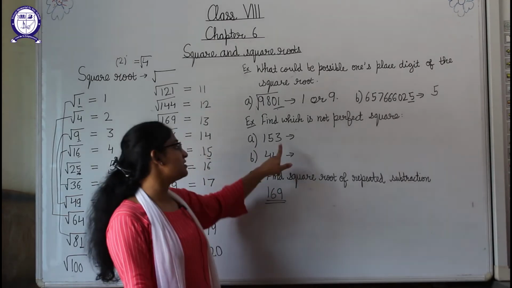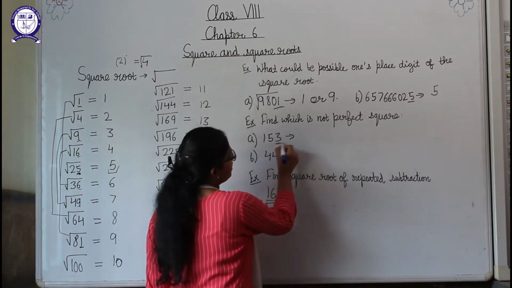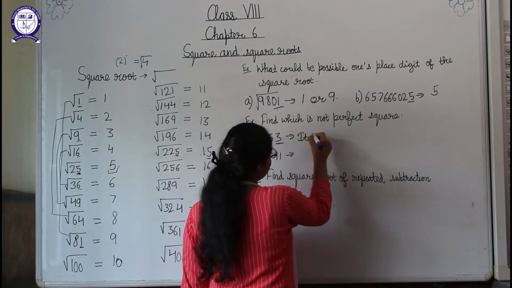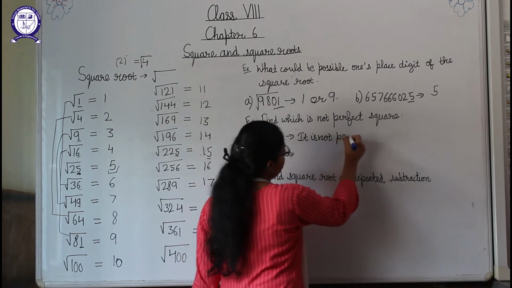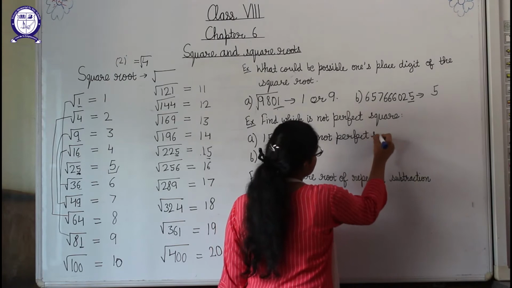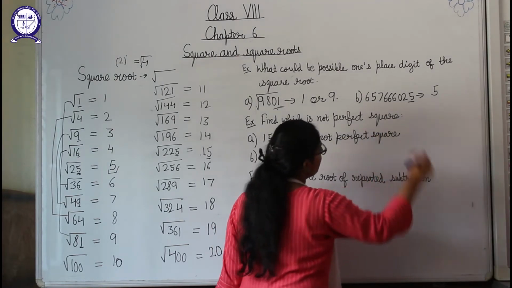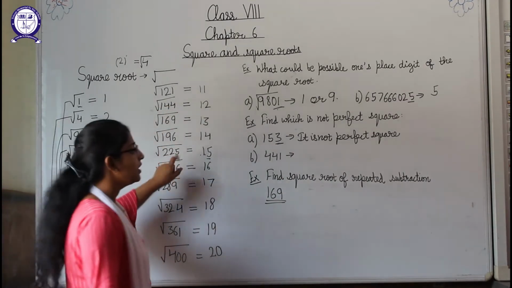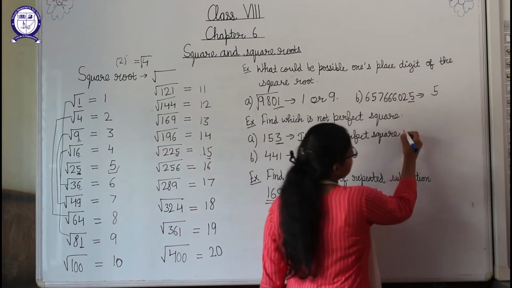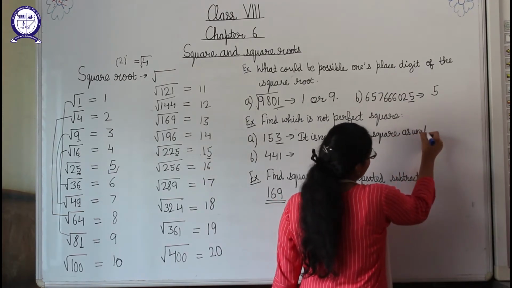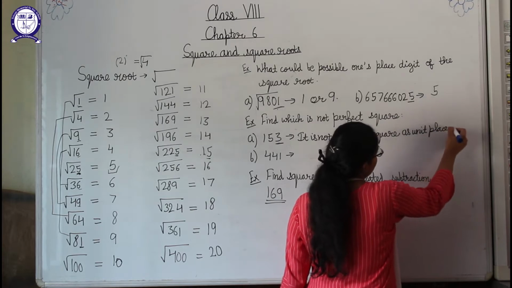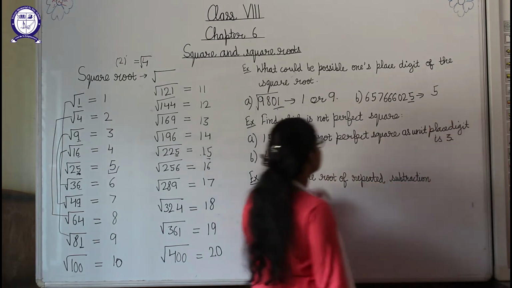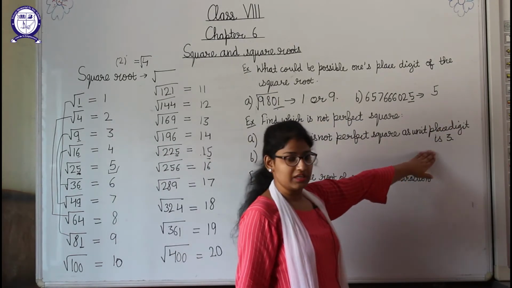But here, what is the unit place digit? The unit place digit is 3. So we will write that it is not a perfect square. And what will be the reason, students? Because the unit place digit is not one of the numbers 1, 4, 9, 6 and 5. So it is not a perfect square, as the unit place digit is 3. For a perfect square, the unit place digit should not be 3.